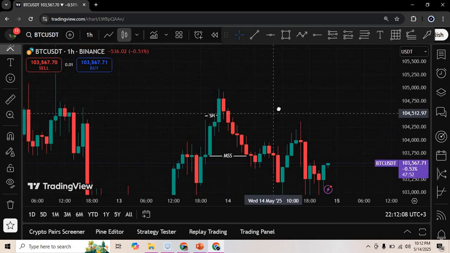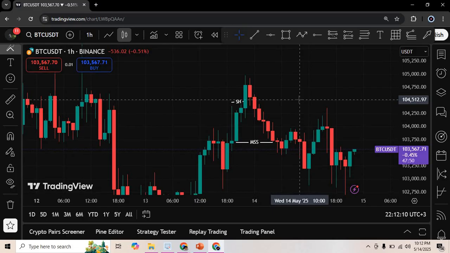So is this a bullish Quasimodo or is this a bearish Quasimodo? Someone. Is it a bullish Quasimodo or is it a bearish Quasimodo pattern?